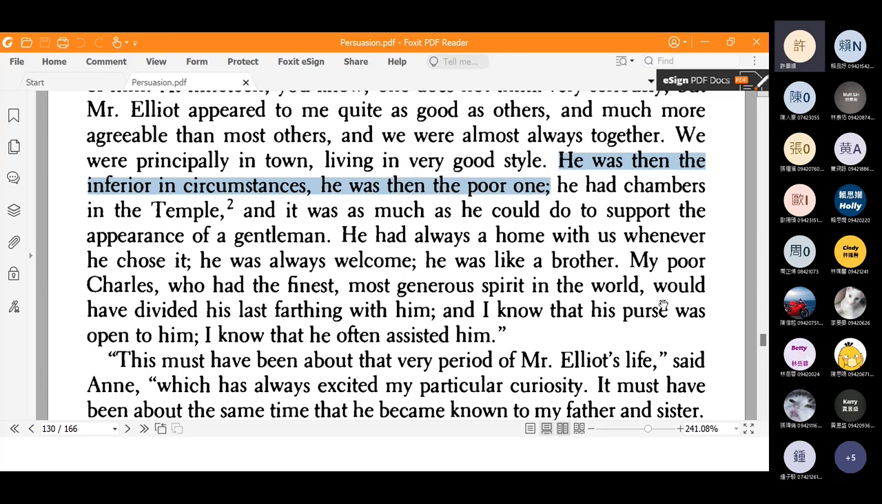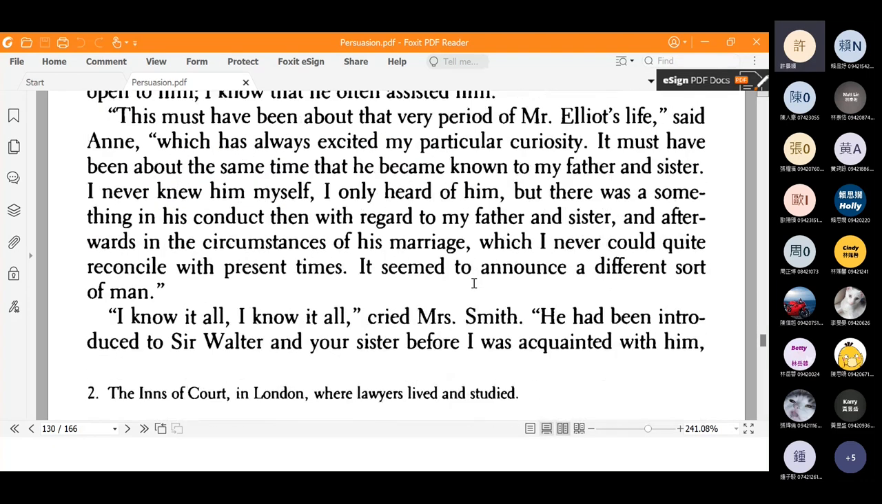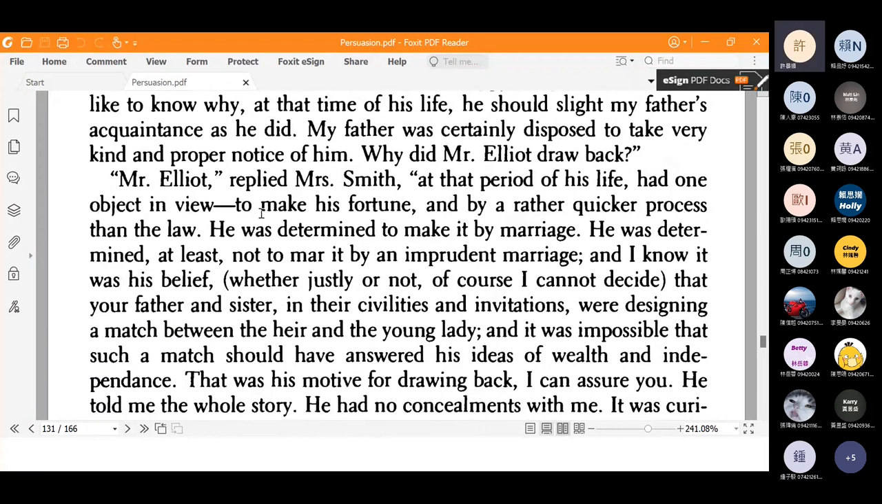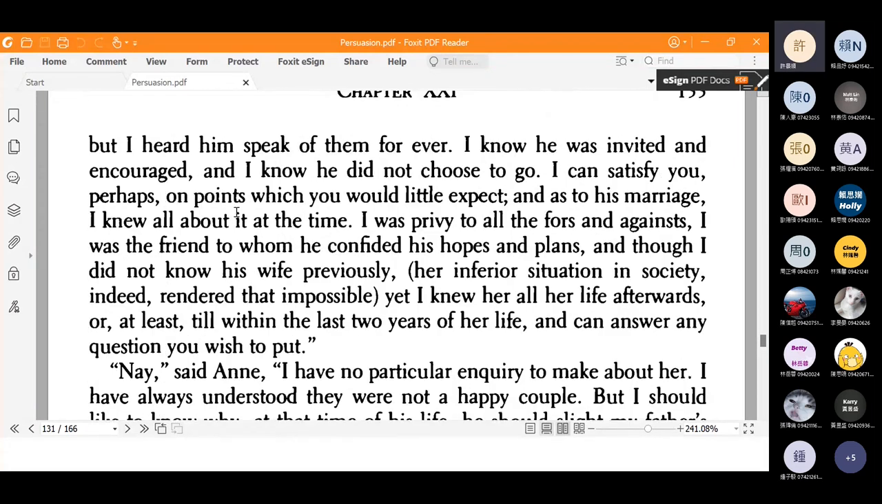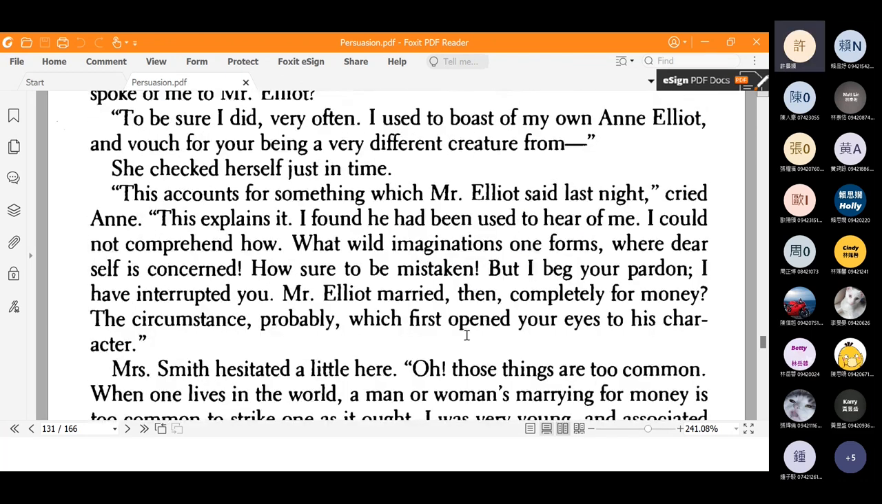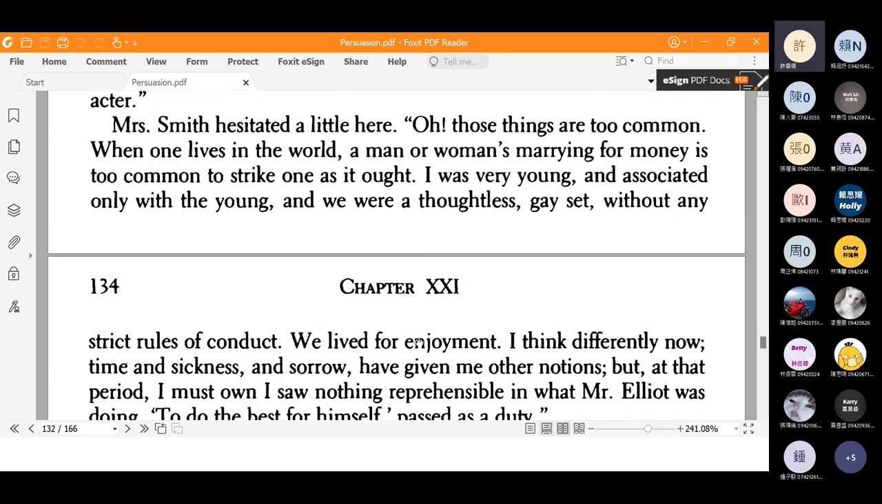So when the two men first met, Mr. Elliot was poor. And his goal in life at that moment was to marry someone rich. Here. This is the next page, 133. Mr. Elliot, at that period of his life, had one object in view. Object means goal. To make his fortune, and by a rather quicker process than the law. He was a lawyer. He wanted to get rich faster. He was determined to make it by marriage. So he marries a rich lady, and after that, he starts spending lots of money in his life.